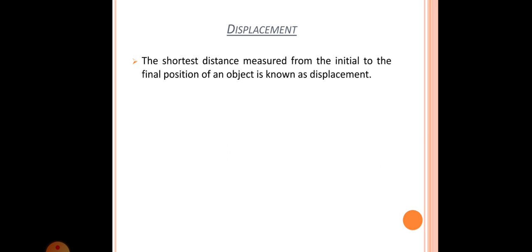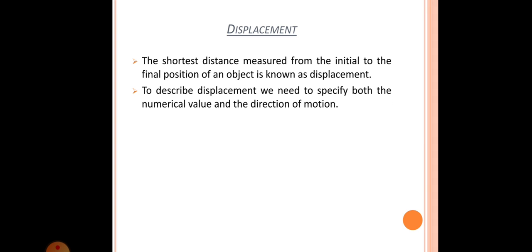Now displacement. The shortest distance measured from the initial to the final position of an object is known as displacement. So displacement is the shortest distance between the initial point and the final point of an object. To describe displacement we need to specify both the numerical value and the direction of the motion.